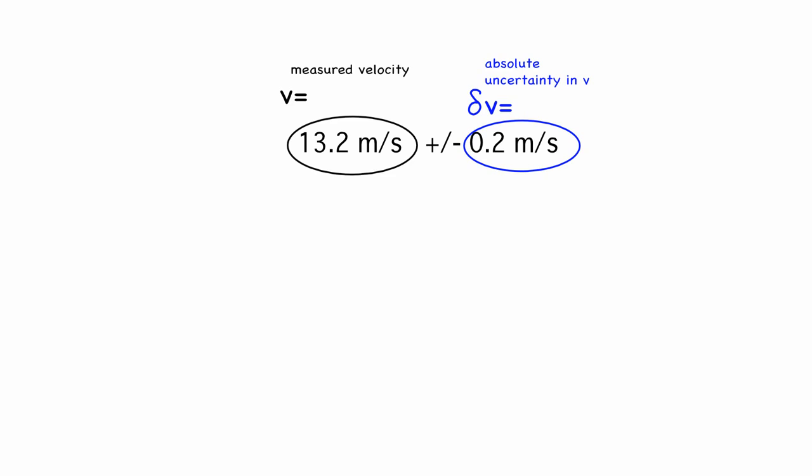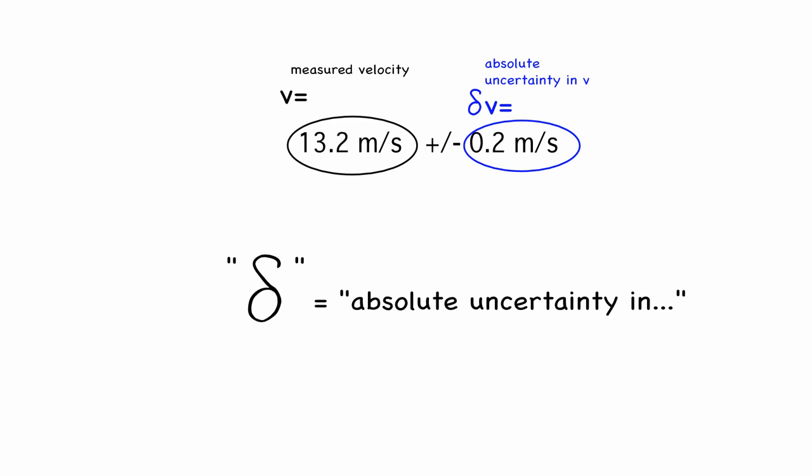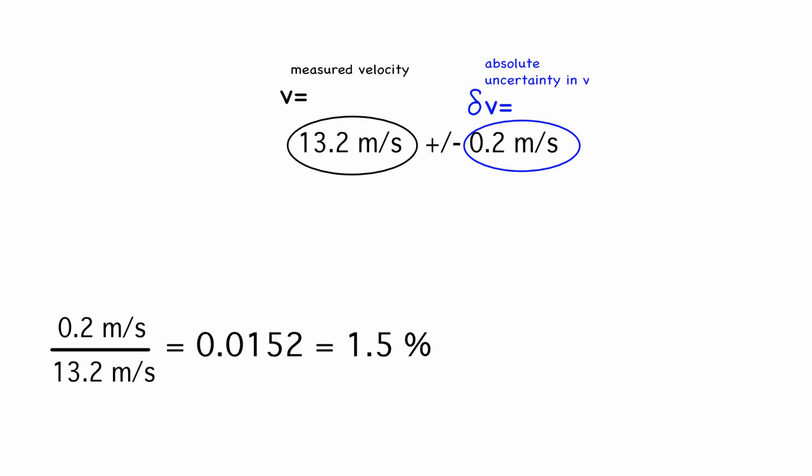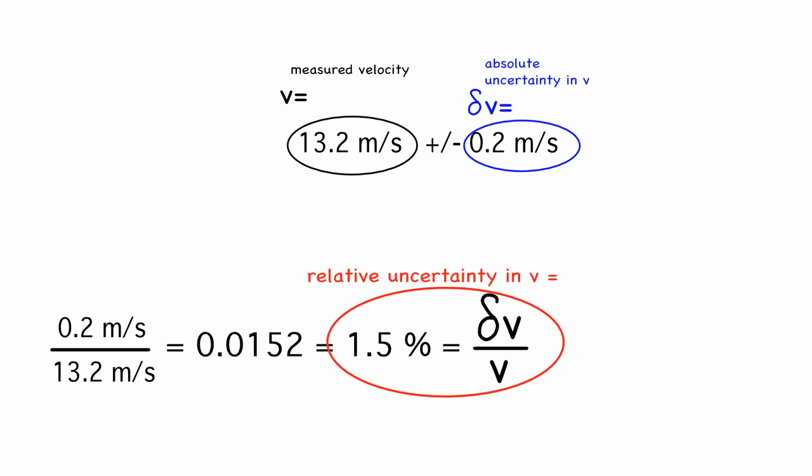If you specify the plus or minus thing in the same units as the thing you're measuring, it's called an absolute uncertainty, and we'll use the lowercase Greek letter delta to write it mathematically. An alternative way of expressing an uncertainty is as a percentage or fraction of the thing you measured. This is the same as delta something over the something. This is called the relative uncertainty. So delta something is an absolute uncertainty. It has units. The relative uncertainty is a fraction or a percentage, unitless.